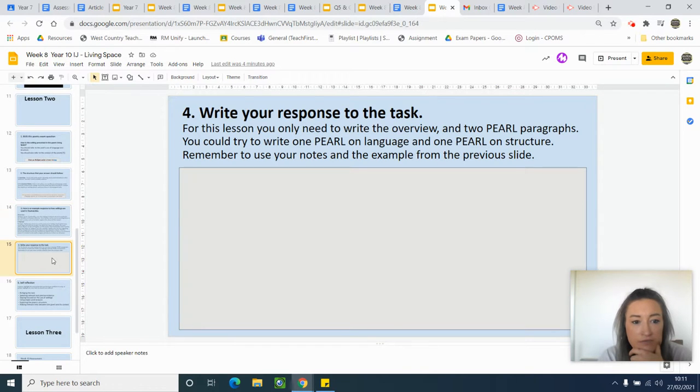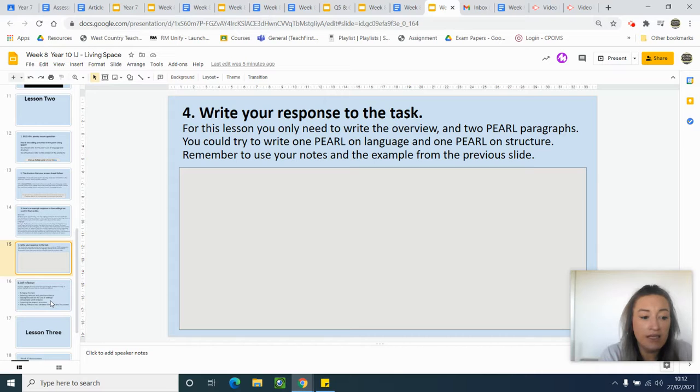Okay, then on slide 4, you're going to write a response to the task. So you need to write an overview, like there was on the slide before, and then you need to write 2 pearl paragraphs, ideally, please. You could try to write one pearl on language and 1 pearl on structure if you would like to. But if you want to write them both on language, that's fine. The key thing that people forget to do in this assessment is they forget to include context. So please make sure you include the contextual information that links to your quotation.